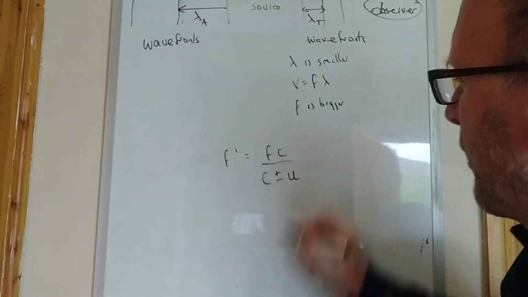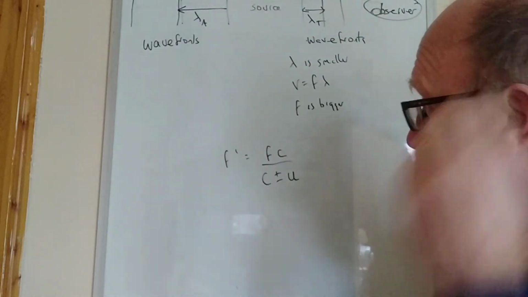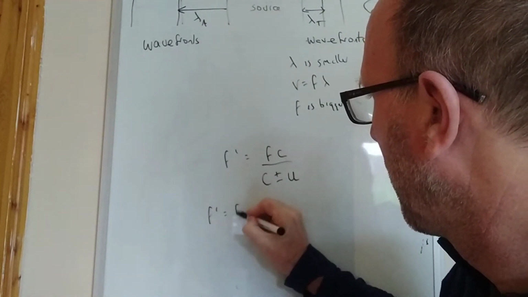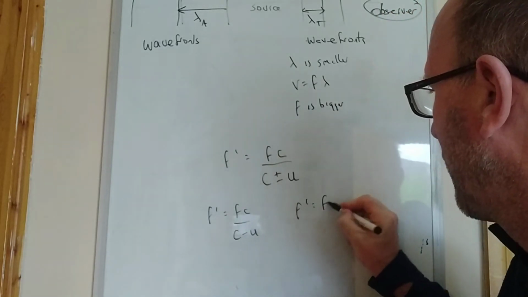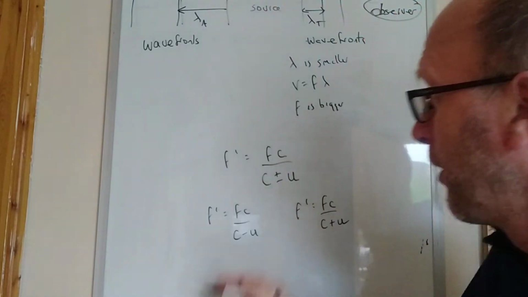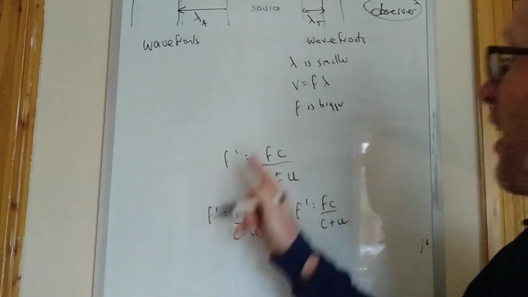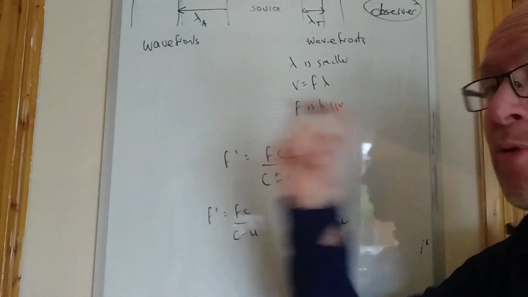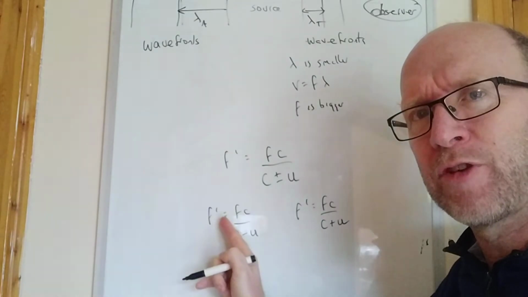There is a plus and a minus in the formula because there are two formulae, effectively. There's f' equals fc over (c minus u), and f' equals fc over (c plus u). Remember the logic here. We know that the apparent frequency, which is f', is greater if it's approaching. So if we want it approaching, we want f' to be greater.